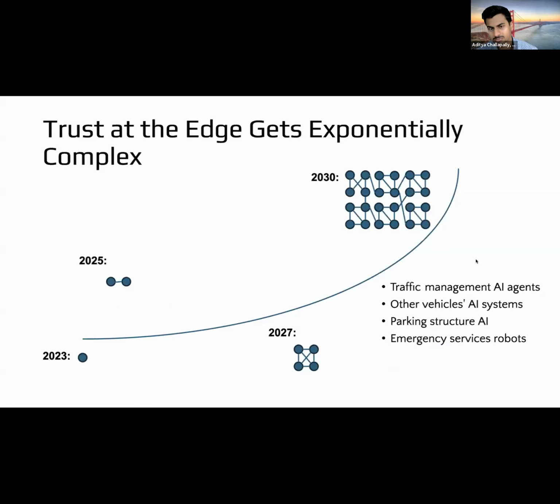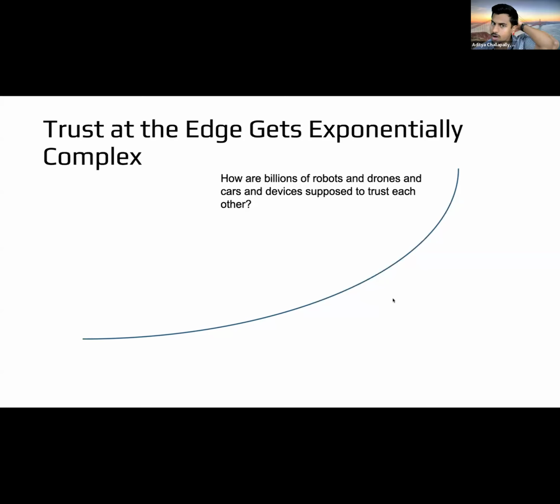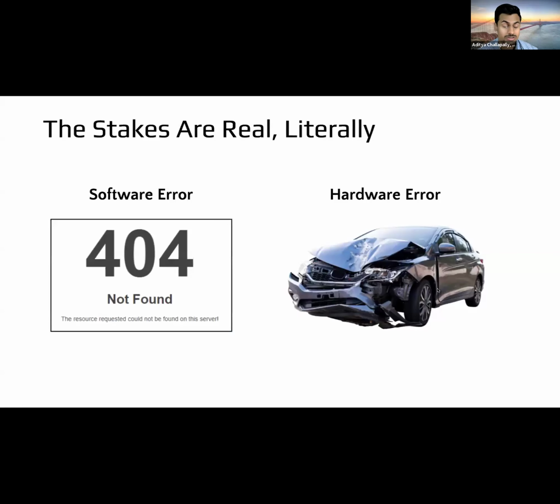And the connectivity between these becomes incredibly difficult. In 2025, maybe you just have 2 software agents connecting with each other. In 2027, maybe a few more with edge devices. In 2030, with approximately 10 billion devices at minimum, if not 100 billion, we will have to figure out a way to connect all of these and have them trust each other. So an example of this is, how do billions of robots and drones trust each other? Next slide. You need that level of trust because if software fails, there's just a 404 page, but if hardware fails, it can result in lives lost and severe damage to people's property.